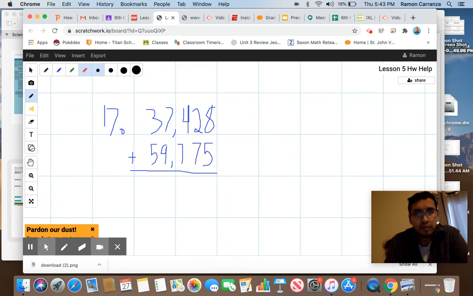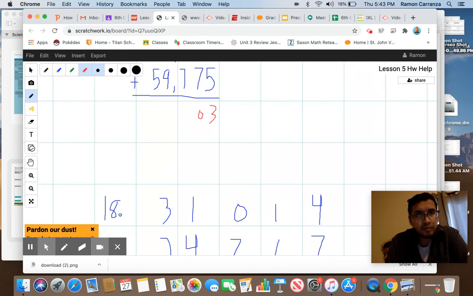For 17, addition problem, big numbers, not an issue because we know how to add. Really, we're just going to move straight down. 8 plus 5 is 13, carry the 1. 2 plus 1 is 3, 3 plus 7 is 10. We continue carrying over anytime our sum is larger than 9, or larger than 10, sorry. And from there, you would just continue until you have a simplified answer, or sum.